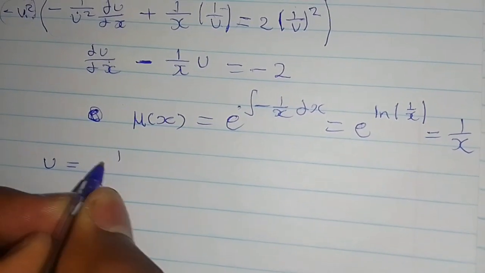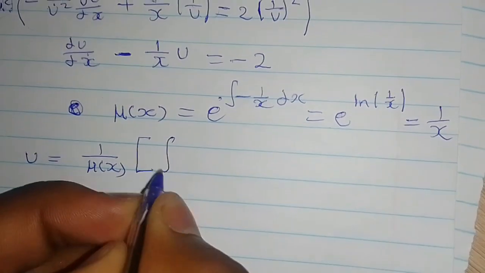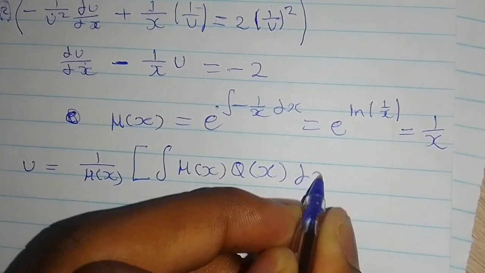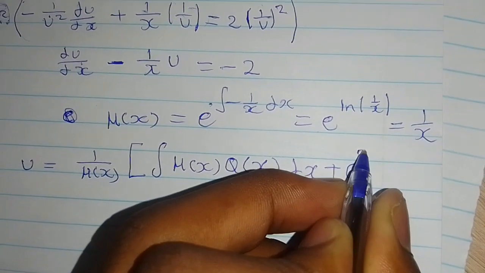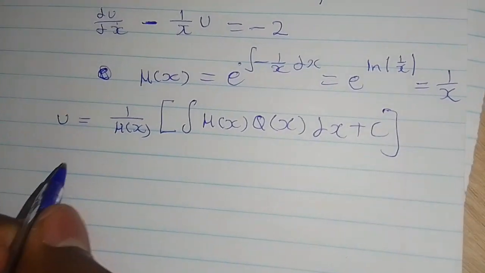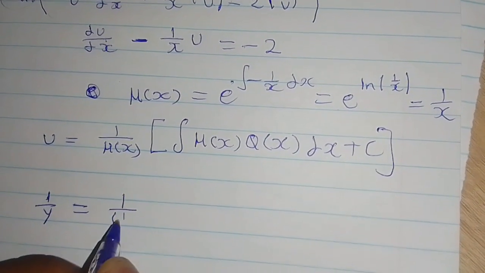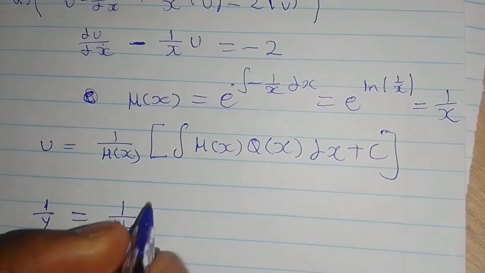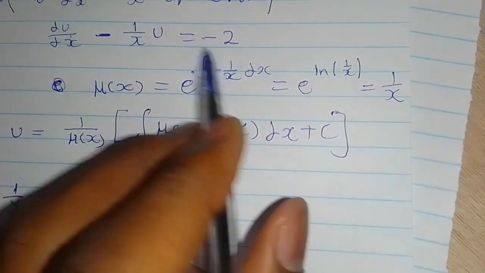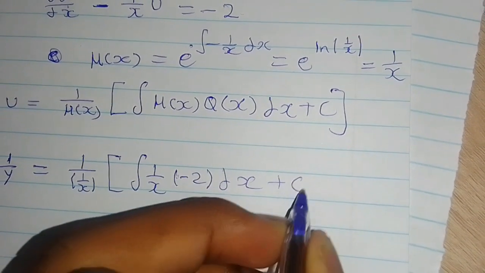And then when you have this, you can solve for u. u will be equal to 1 over mu of x multiplied by the integral of mu of x multiplied by q of x dx plus c. But then what's u? u equals 1 over y, and 1 over y equals 1 over x multiplied by the integral of 1 over x by q of x, and q of x is minus 2 in this case, so you multiply that by minus 2 and then dx plus c.